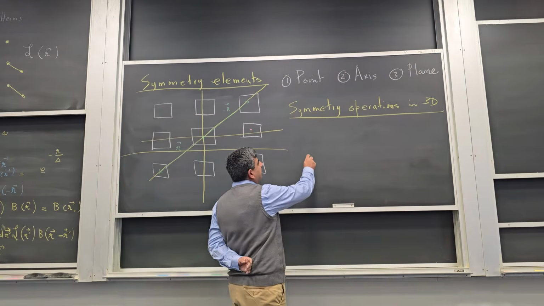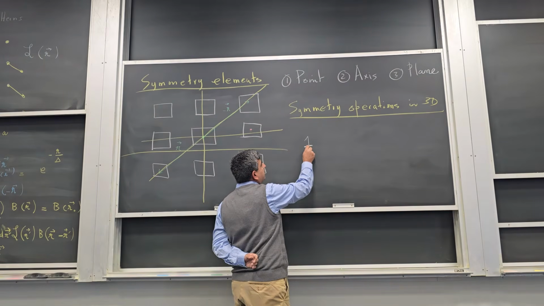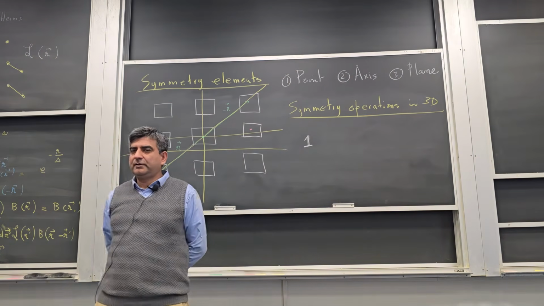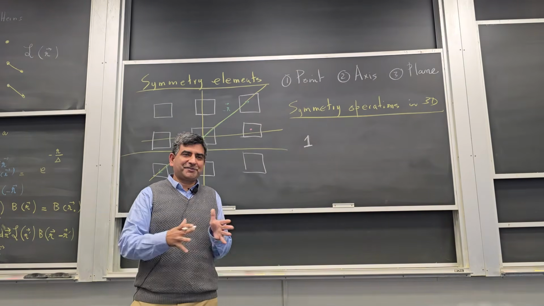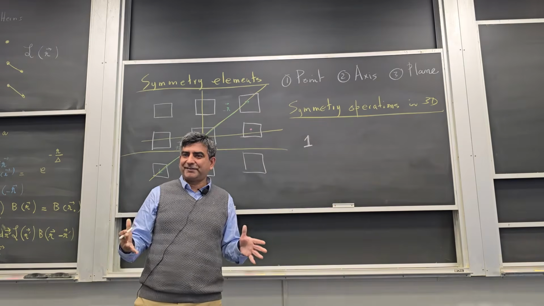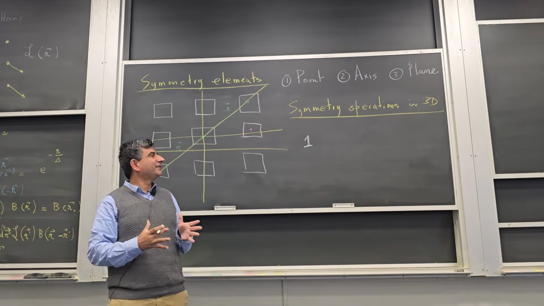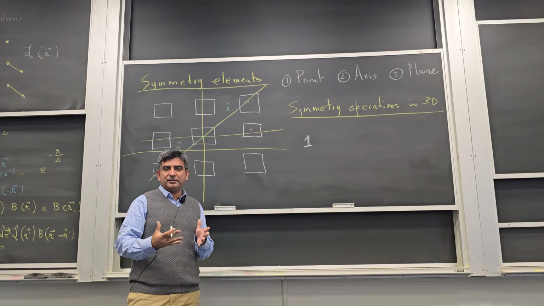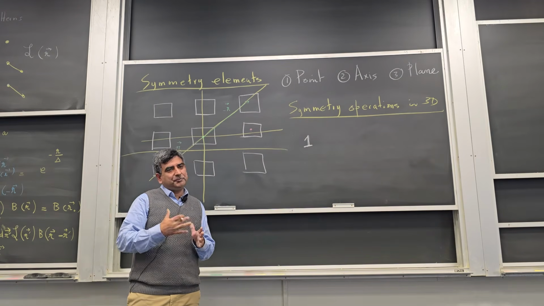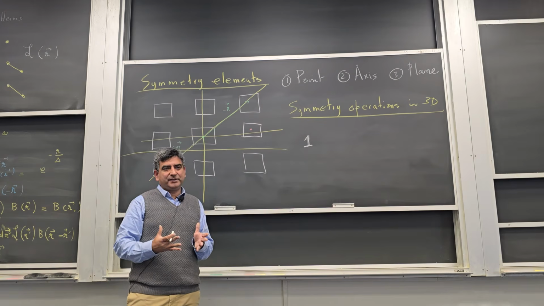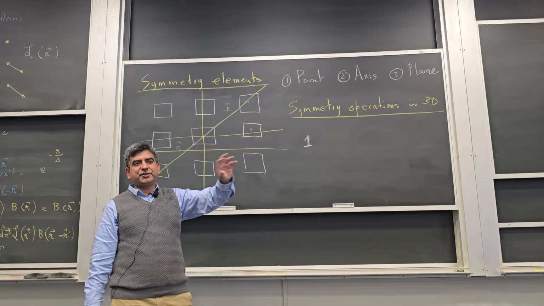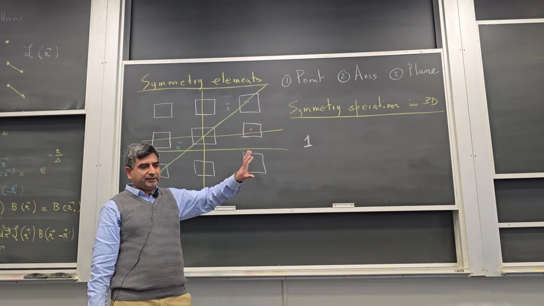We can have a symmetry operation which is just do nothing. Every crystal structure or lattice obeys this symmetry. You rotate it by 360 degrees about a certain point, it remains invariant. Okay? So this symmetry operation, in the international notation that crystallographers use, is denoted by 1.